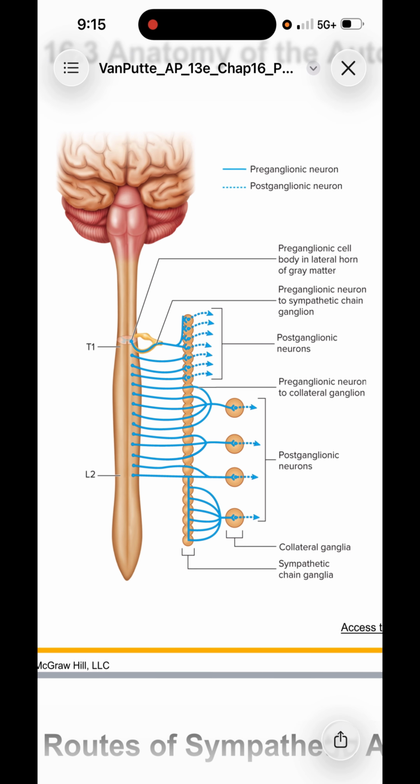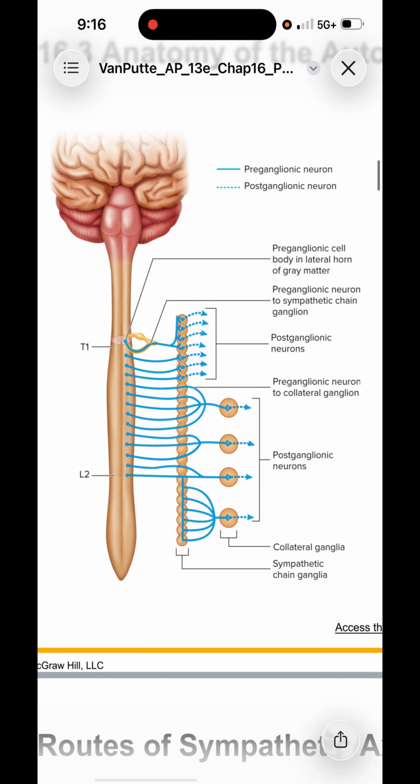Preganglionic neuron, postganglionic neuron. Preganglionic cell body in lateral horn of gray matter. Preganglionic neuron to sympathetic chain ganglion, postganglionic neurons. Preganglionic neuron to collateral ganglion, postganglionic neurons. Collateral ganglia, sympathetic chain ganglia.